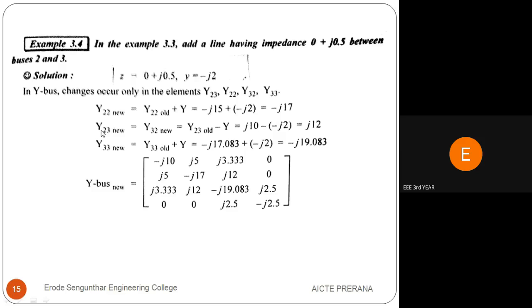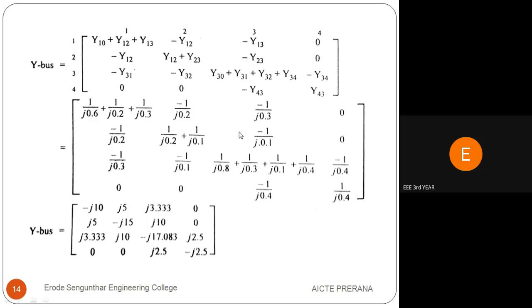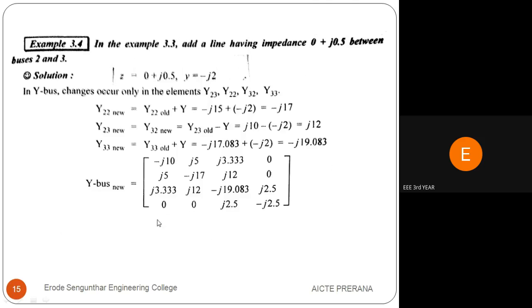Then go to the next node, that's Y23. We know that Y23 and Y32 are the same value, so consider them the same. Y23 minus Y. So the Y23 old value is j10. You can see it in the previous answer. That j10 is subtracted with the given impedance, so j10 is subtracted with the given admittance. So j10 minus of minus j2. Then we will get j12.